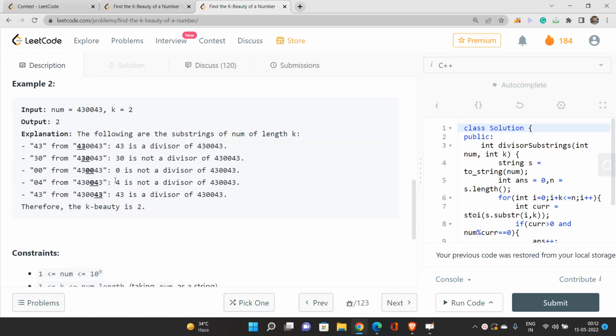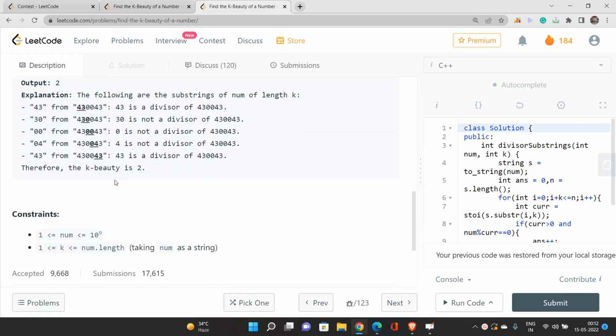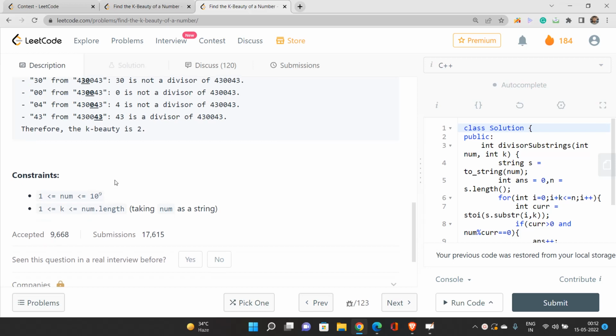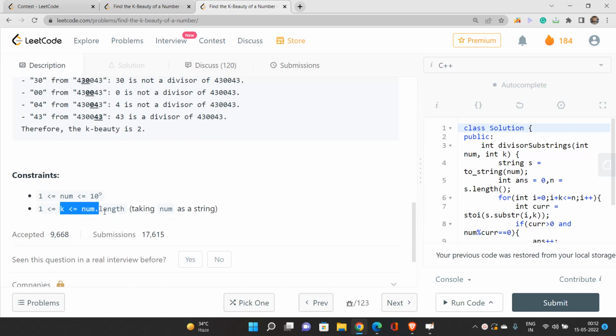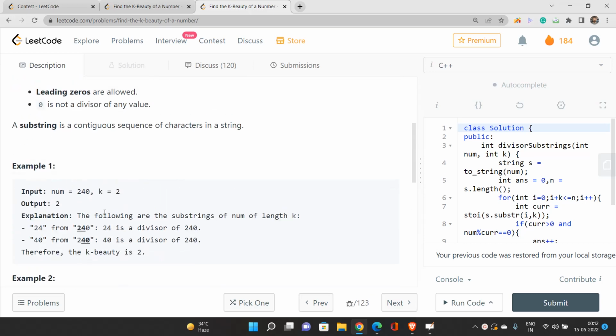Now you can see there are two examples being given over here. I will discuss all of those. For now, let's look over the constraints and how they are going to help. So num is around 10 raised to the power 9. If you consider the string representation of this number, the maximum length would be 10. So even if you consider a substring of length k and do a brute force, it would get accepted, even though I will explain the best and efficient solution. First let's understand through the examples.